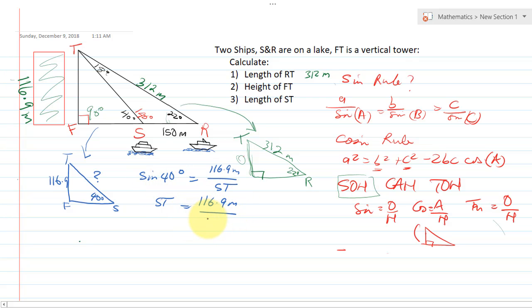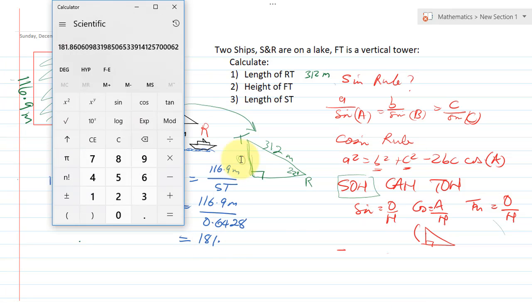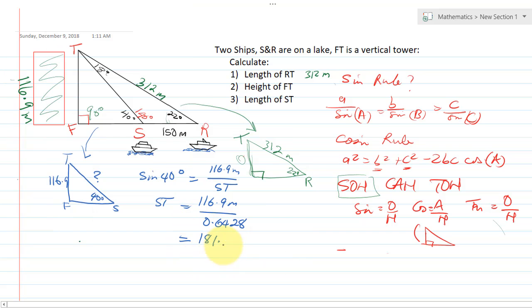Sine 40 is 0.6428. And that would be equal to 181.86 meters. This would be the answer for ST. As you can notice, it would be, let's say, 181.9.